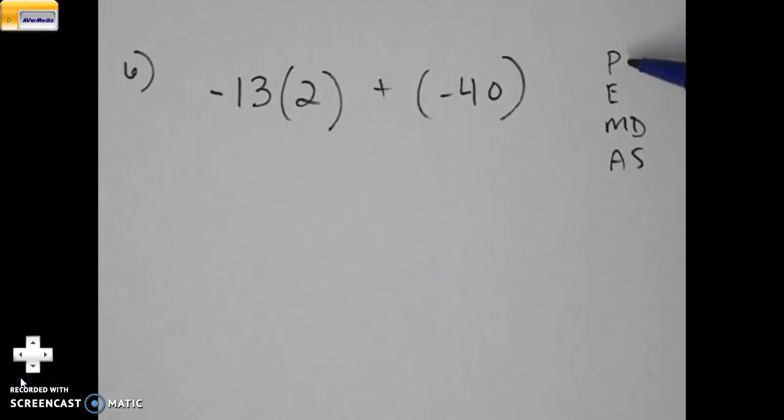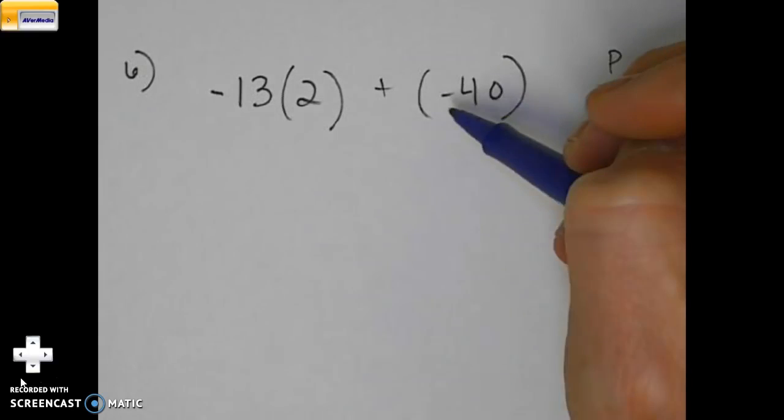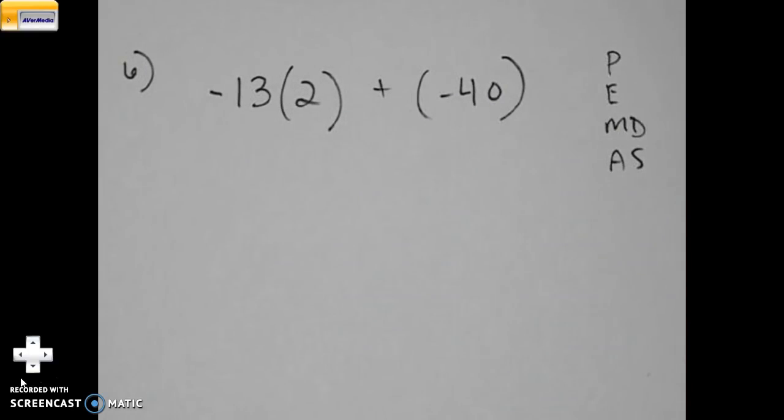Alright, so first things first. I do have parentheses, but I have nothing to do inside of those parentheses. I have a negative 40. There's nothing to solve or figure out in there, and I have a 2. Nothing to do there. So I am done with my parentheses. Do I have exponents? No, I don't. So I'm done with that step. Now remember, I multiply and divide from left to right.